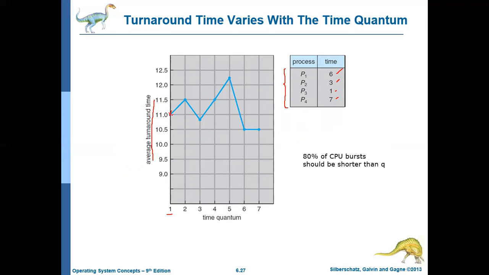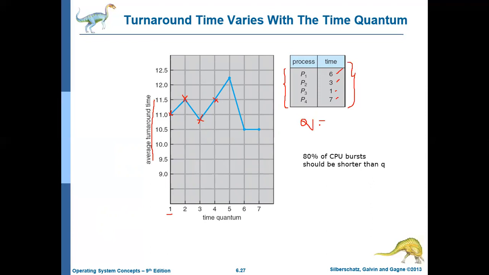If q is 2, then what will be the average turnaround time? That will be 11.5. If q is 3, what will be the average turnaround time? That will be somewhere around 10.8. If q is 4, what will be the average turnaround time? Again 11.5. Like this it was plotted. So for different values of q for this particular process with this particular time slice of CPU, this graph was plotted.